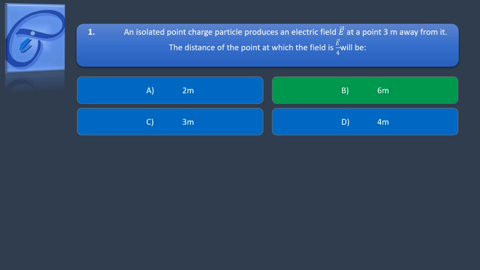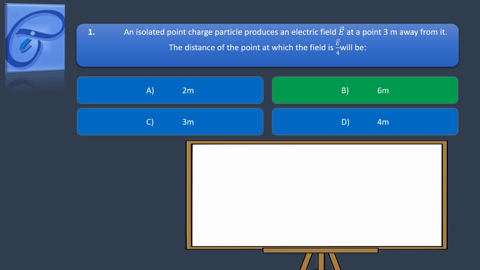The right option is option B, 6 meters. Let us see how we arrived at this solution. As we know, electric field E is equal to KQ divided by R square. Since it is 3 meters away, R is equal to 3, E is equal to KQ divided by 9. Given, we have to find the distance of the point at which the electric field is E by 4.